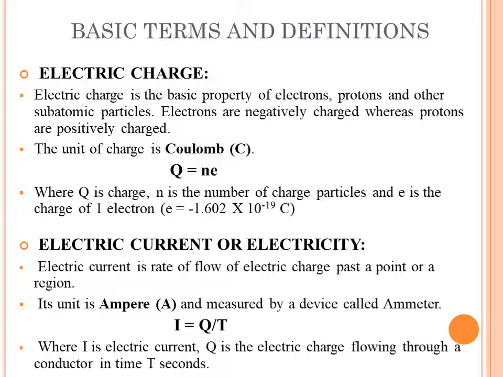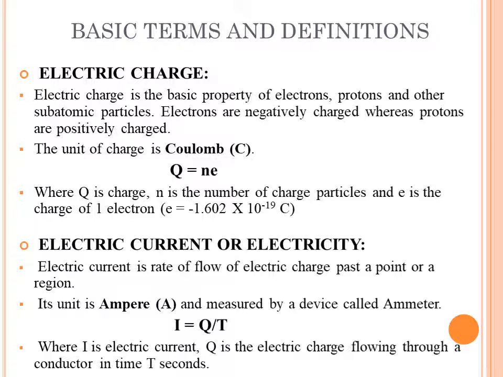The unit of charge is known as coulomb and the total charge in the conductor is calculated by Q = Ne, where Q is the charge, N is the number of charged particles and e is the charge of one electron, which is a fixed value given by minus 1.602 × 10^-19 coulomb. If this value is positive, it is the charge of a proton.